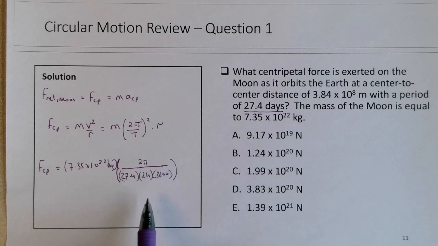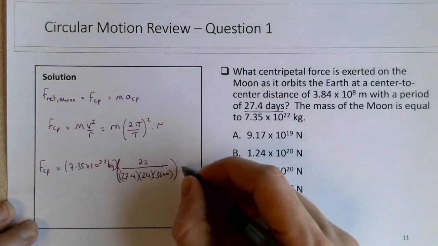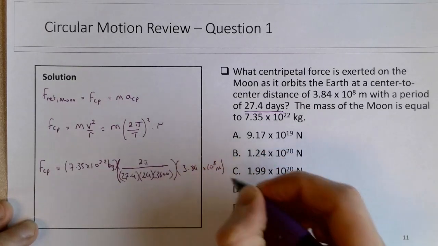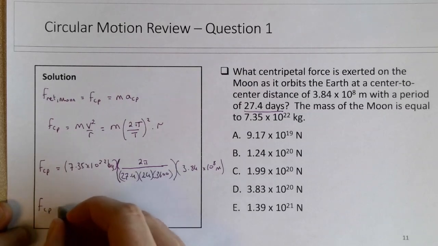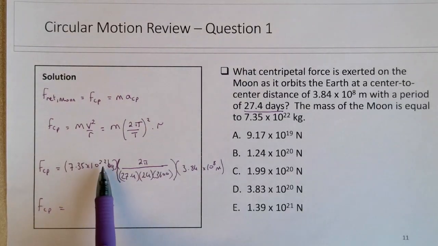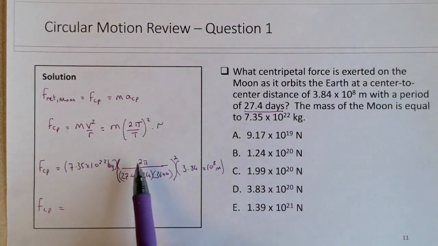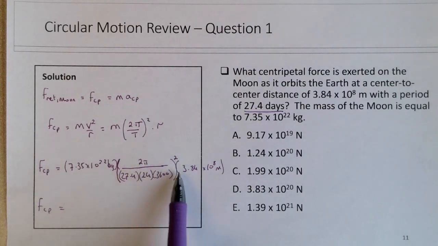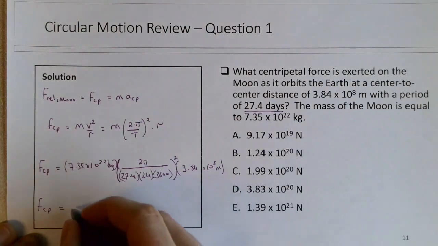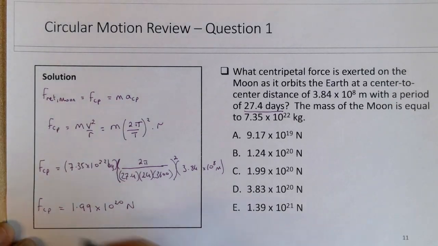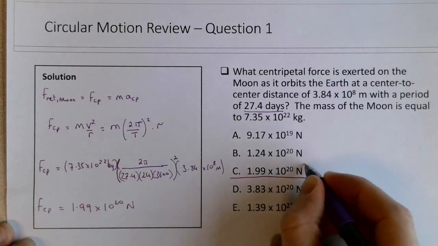And then you want to multiply that, of course, by the radius. So again, I'm not sure if I'll fit it in here: 3.84 by 10 to the 8 meters, so it's a bit messy. So once you multiply these quantities, the mass of the Moon again, this whole thing in parentheses, oh, missing my square here. So the 2 pi over all of this, this fraction, all to be squared, then times the radius, should leave you with a centripetal force of almost 2 by 10 to the 20. So 1.99 by 10 to the 20 newtons. That should give you choice C as the correct answer.